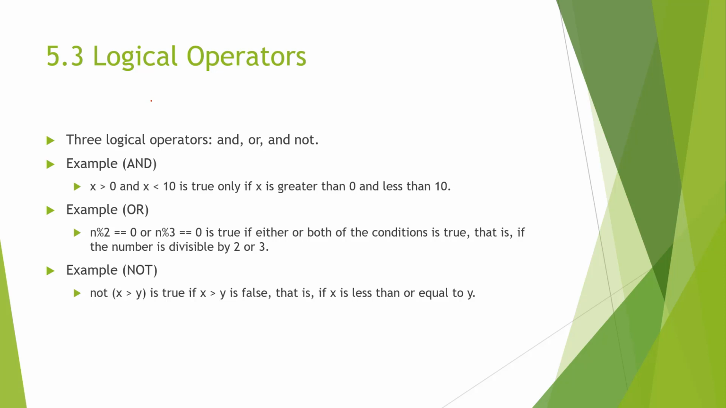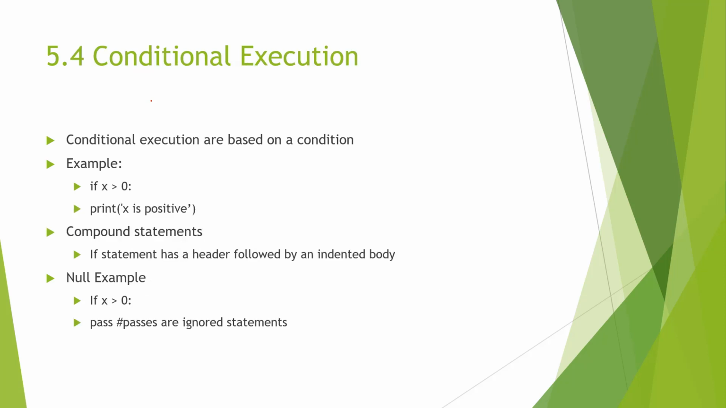Lastly, our last logical operator is not, and that is going to be, for example, not x greater than y. It is true if x is greater than y is false. That is, if x really is less than or equal to y. Essentially, we're looking for an opposite case. If this is true, we want the opposite. So we only may want to respond if not y, or not x. So as long as that is false, then we want that.